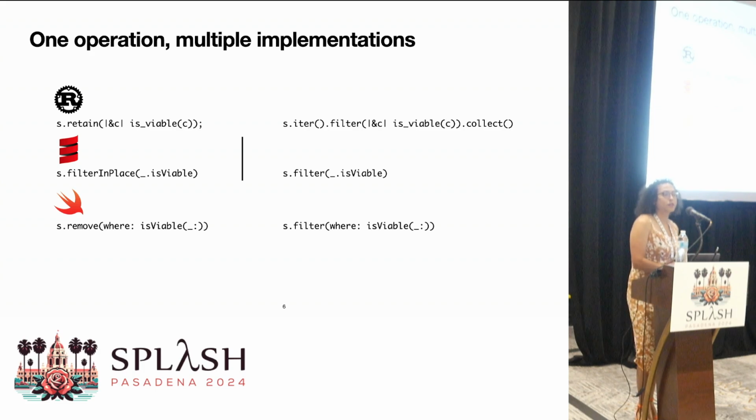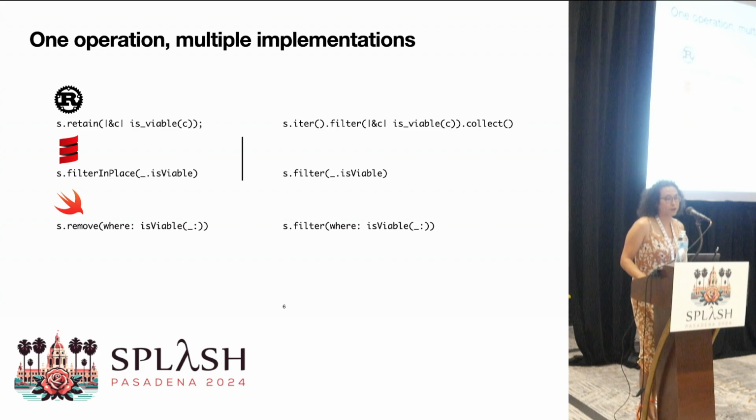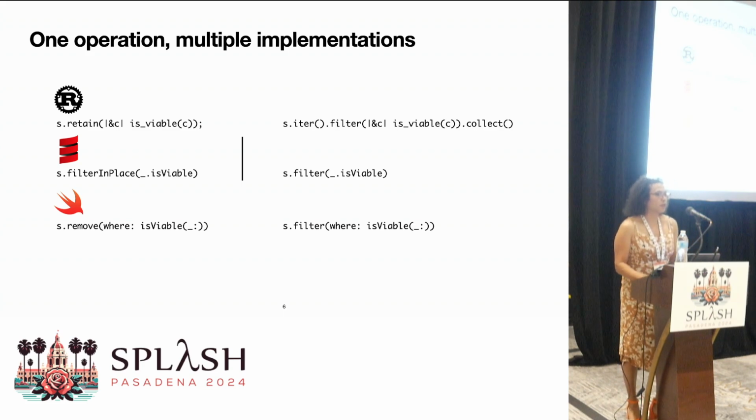Usually the answer is to come up with some kind of naming convention. So for instance, in Scala, we would name functions operating in place with this in-place suffix that we just add to the function name. And in Swift, we would try to be even a little more clever and choose a different function name. But these naming conventions don't really scale, and also they depend on the user knowing them in the first place. So this is not a very ideal situation.